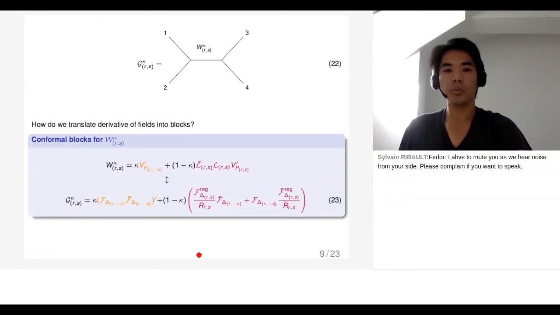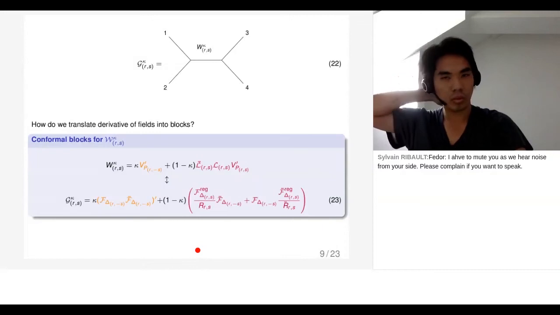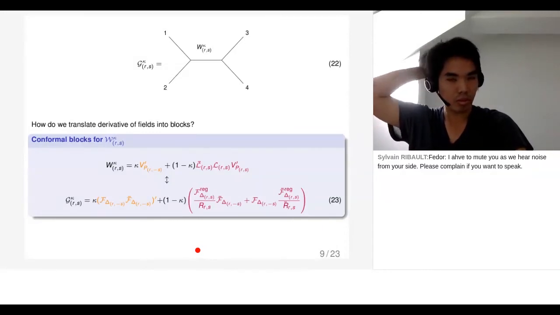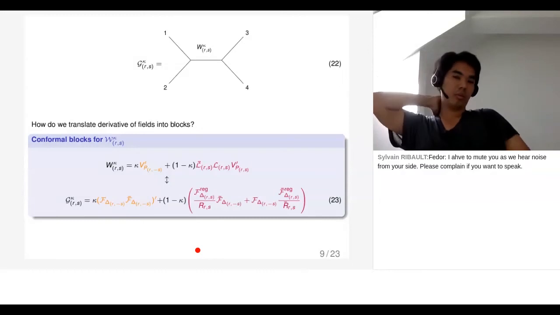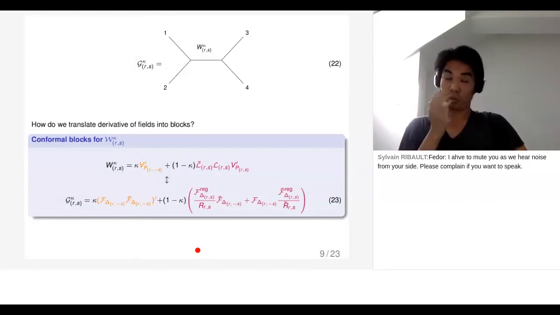Yeah, please wait a moment. So, are there any questions for the moment? I think this is probably one of the main results, this formula for conformal blocks. So it could be a good point if there are any questions, because it will be used in the following.